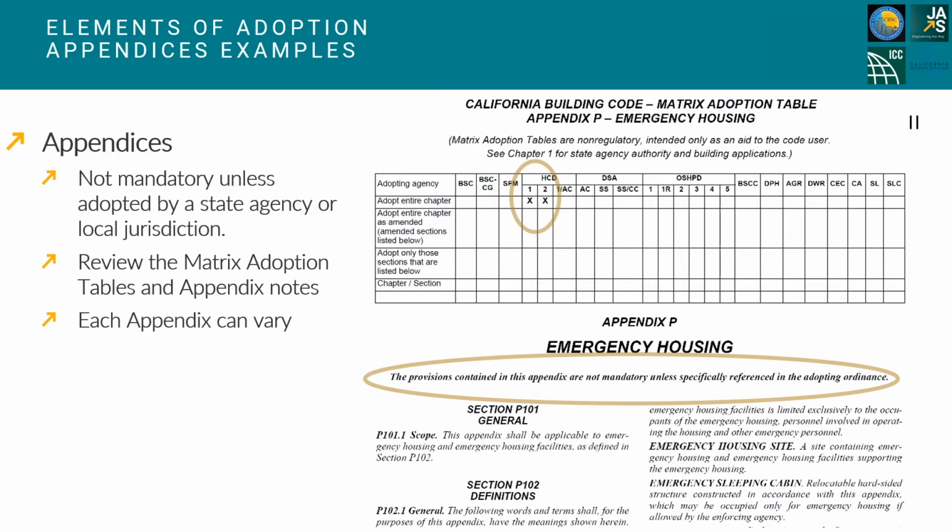And finally, there are now cases in Title 24, like this example for Appendix P, where statute identifies the enactment to be voluntary based on the determinations and declarations made. Even though HCD adopted this appendix, the provisions must be contained in the local adoption ordinance.